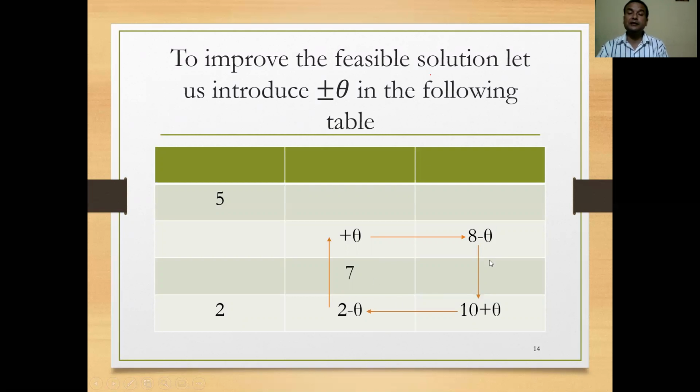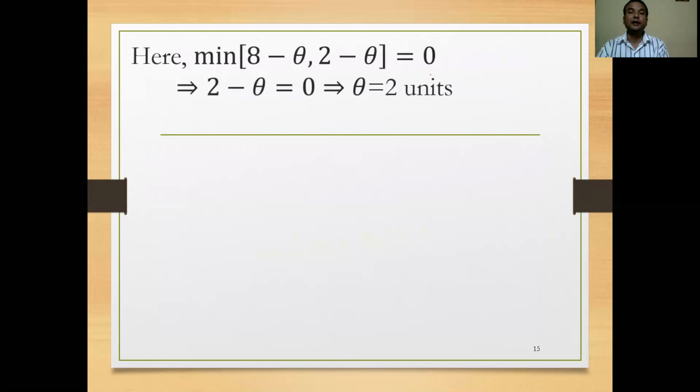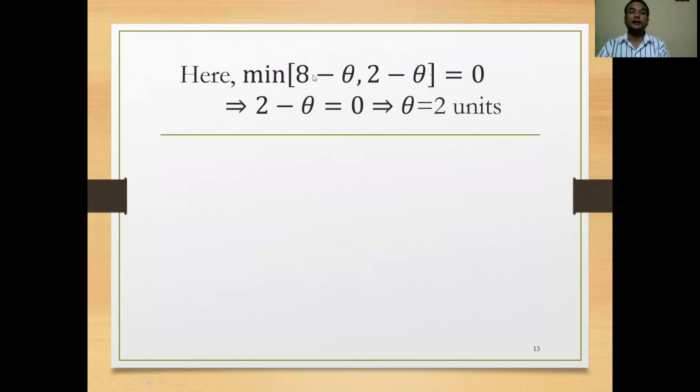These two corners mean maximum value, so we add theta, and the minimum value we add theta, and the other two we subtract theta. So we have got this, and this is the loop, and then we find this minimum, 8 minus theta, 2 minus theta. Out of 8 minus theta and 2 minus theta, which one is minimum? 2 minus theta is obviously minimum, so we take 2 minus theta equal to 0. Then we get theta equals 2.